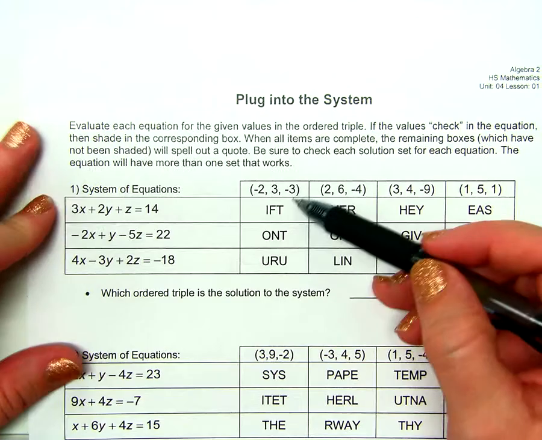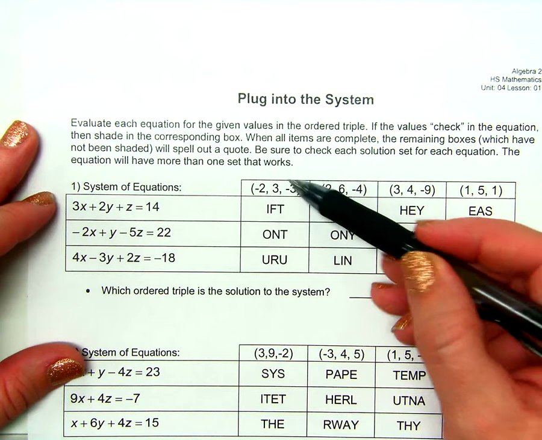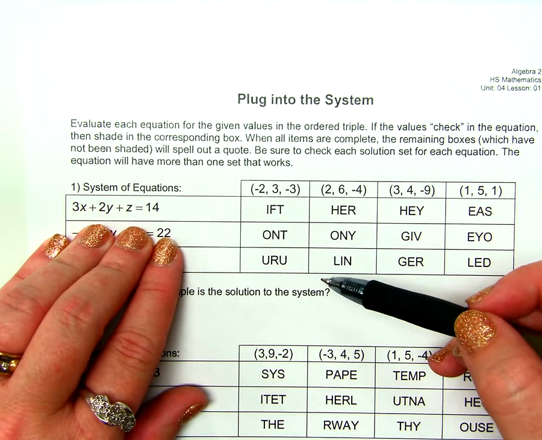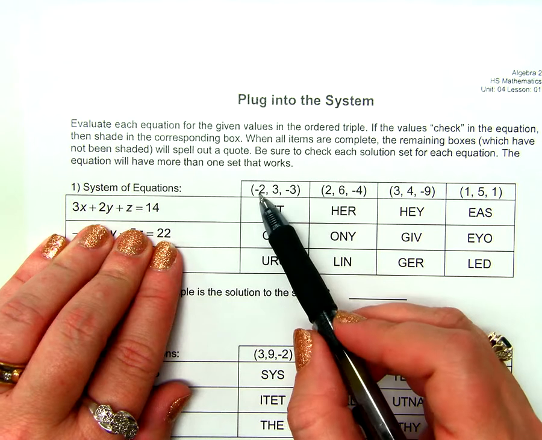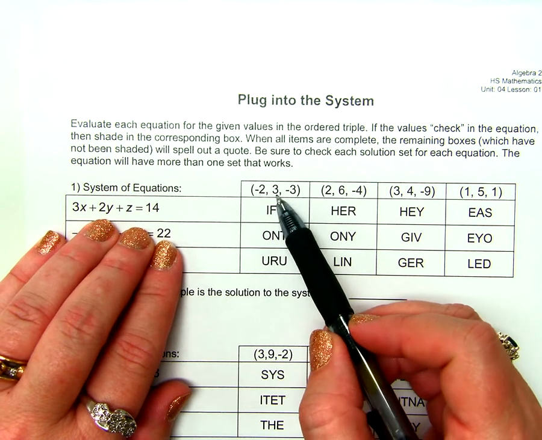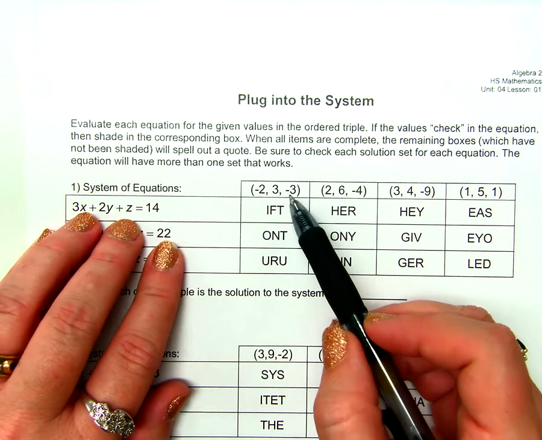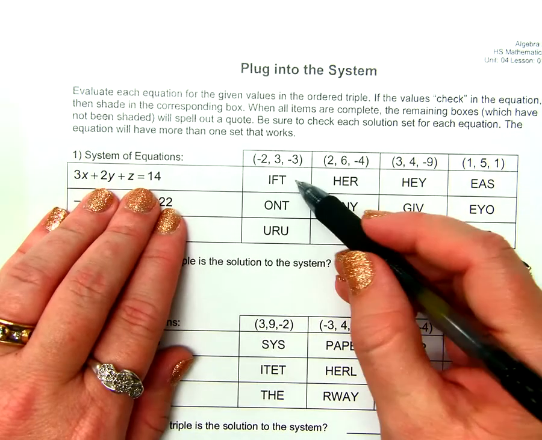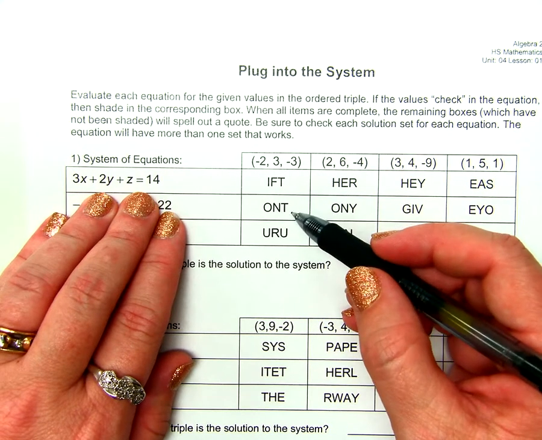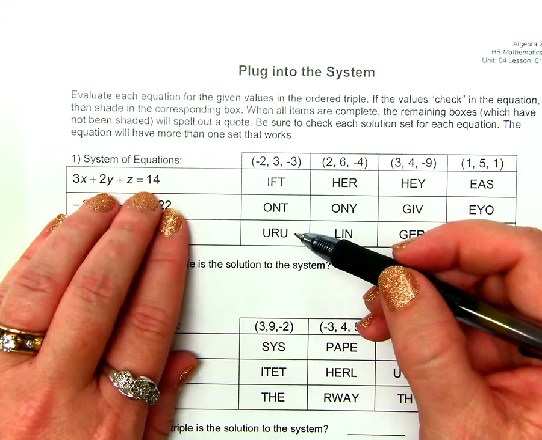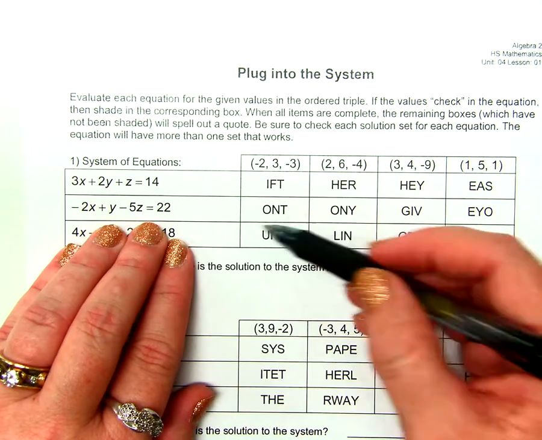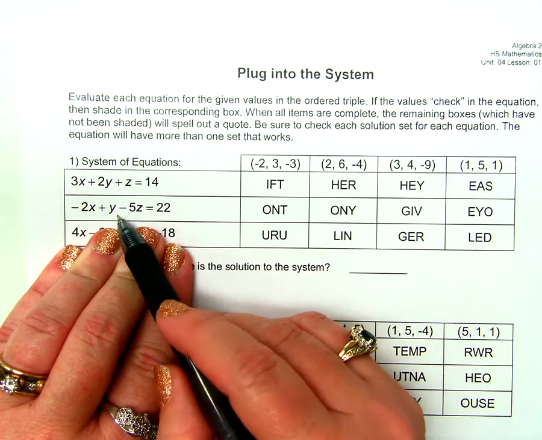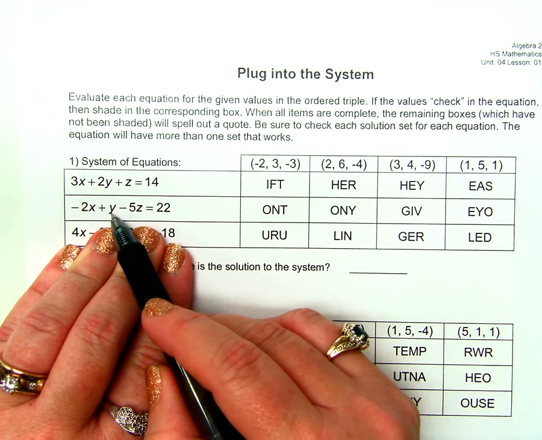Okay? For example, let's start right here. Does this point work in this first equation? Let's see, -6 plus 6, which is 0. So -3 equals 14. Is that true? No. So I don't color that in. It's not true. I don't color it in. Got it? Now let's try for this second equation here. -2, negative. Okay, that's 4. 4 plus 6 is 10.